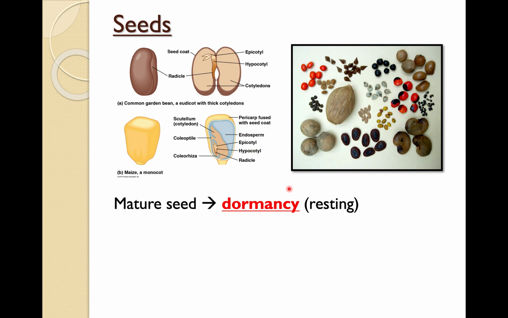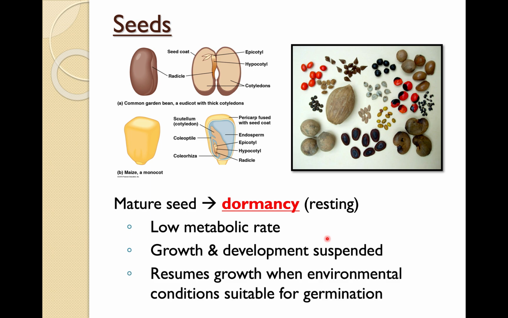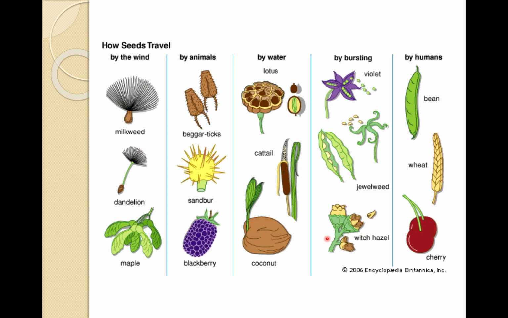So these seeds generally have a pretty tough outer coating, and once these seeds are produced, they usually go into a period of dormancy. It is where the seed is resting. Now keep in mind, we don't say that the seed is dead, they are merely dormant. And so the cells within these seeds experience a low metabolic rate. Their growth and development is suspended, and they resume their growth when the environmental conditions are good for germination.